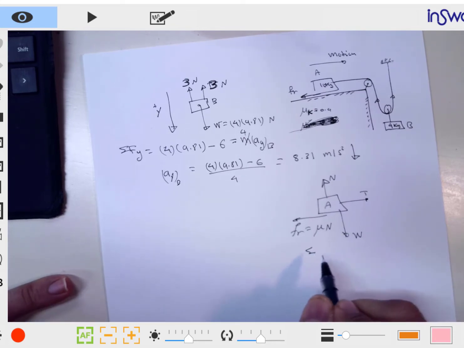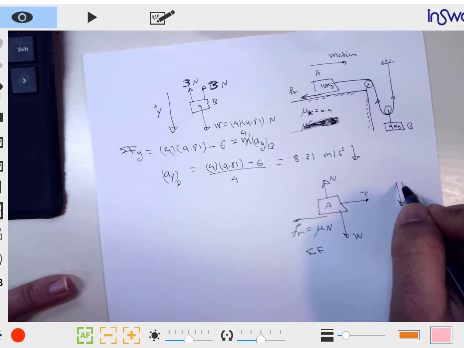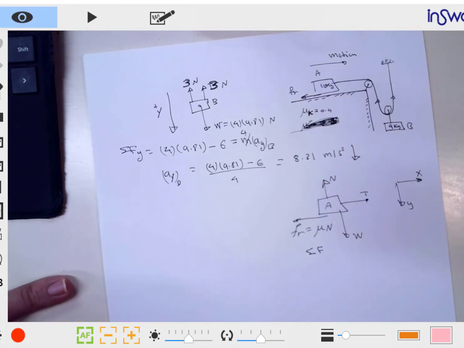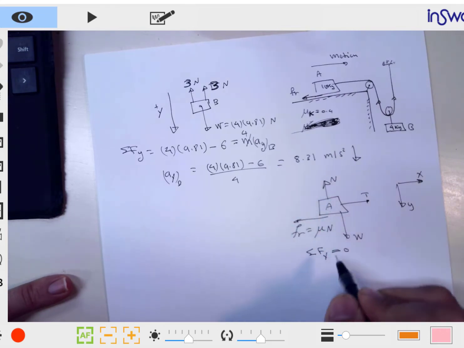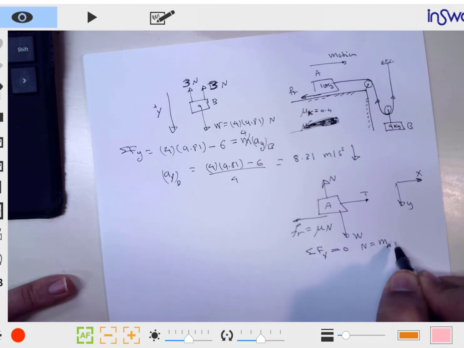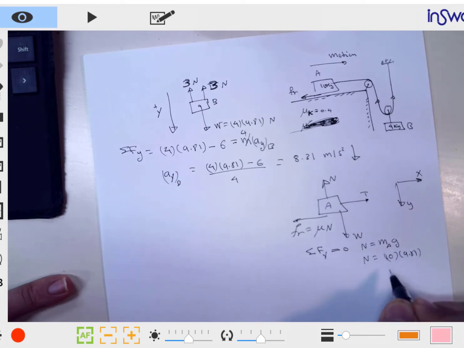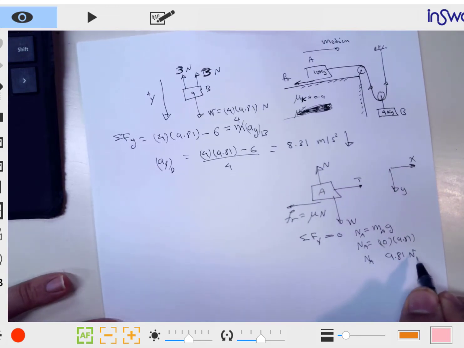If I apply, this is going to be my y, and I can say this is going to be my x. Summation of forces in y equal to 0 for this block. Therefore, N equal to the mass of block A multiplied by g. So N equals 10 by 9.81, so N of A is going to be equal to 9.81 Newton.